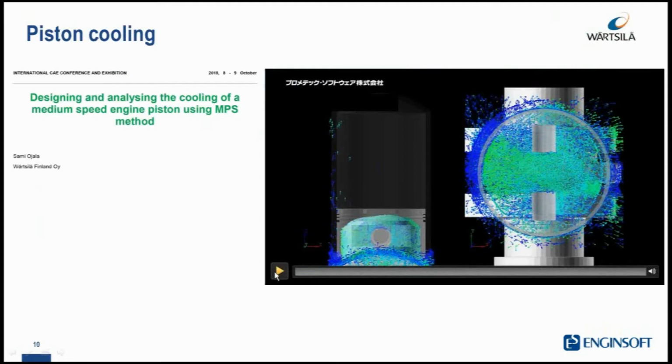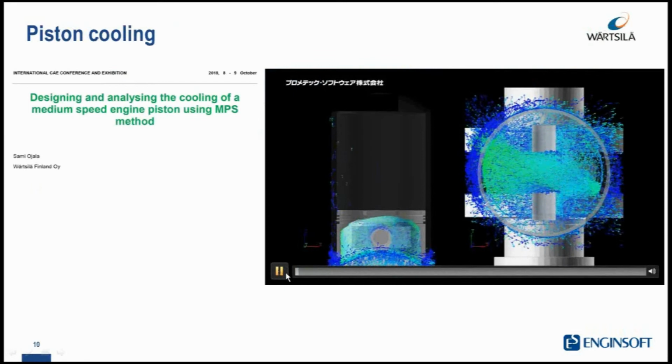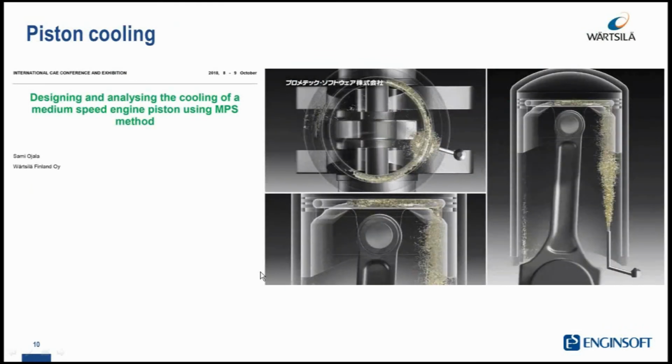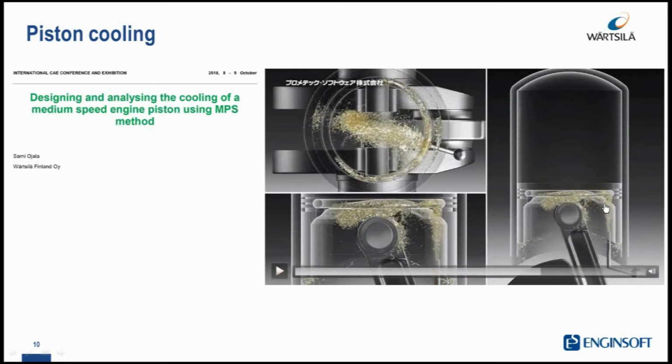So in conclusion, as a last test case, we see the cooling of a piston in a naval engine from Wärtsilä. In this case, we use oil. We wanted to investigate the oil effect only on the cooling, not the lubricating effect on the piston itself. In particular, they were interested in understanding in this small gallery how the oil will spread and, let's say, stay during the simulation.